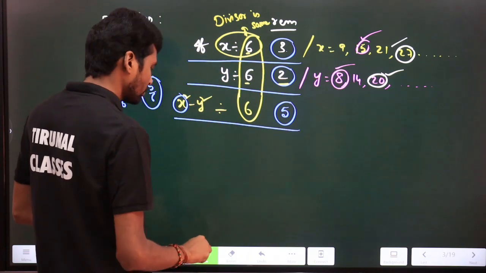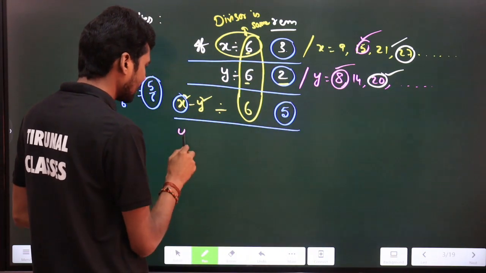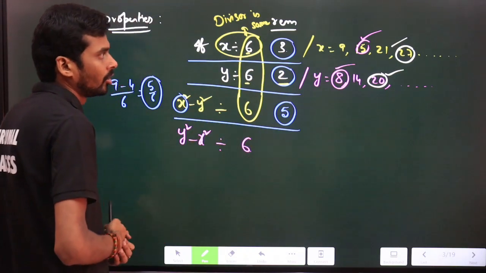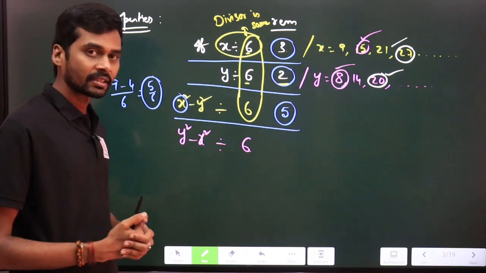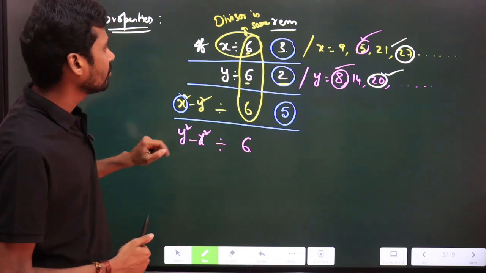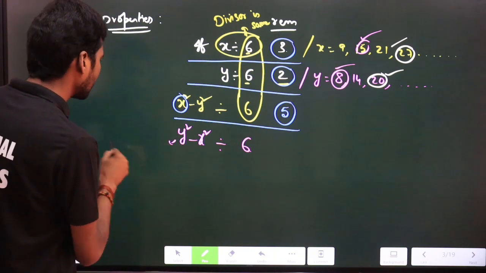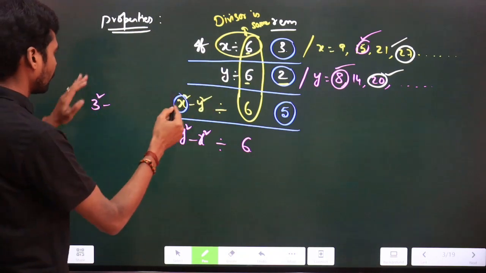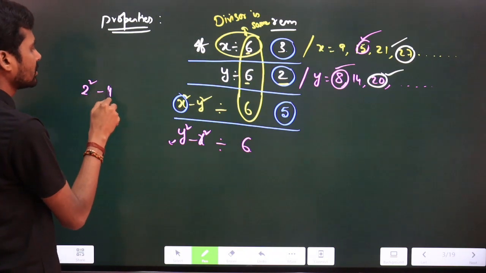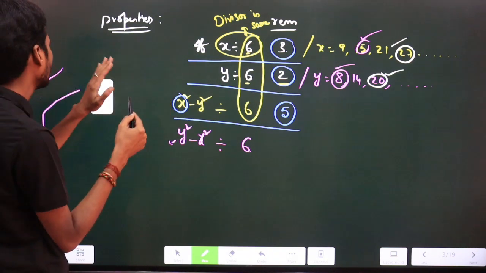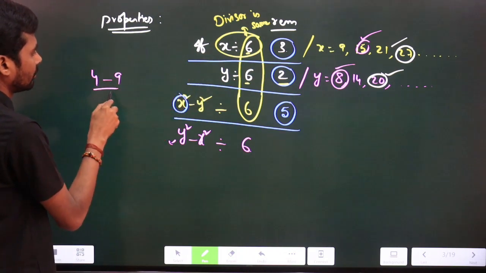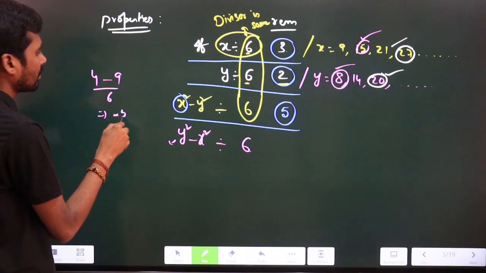Suppose I take it like this: what is the remainder when y square minus x square is divided by 6? What is the remainder we'll get? Y square minus x square means, what is the y square value? Y value we should take as 2. 2 square minus x square, which is 3 square. So 2 square means 4. 4 minus 3 square is 4 minus 9, by 6, which is minus 5 by 6.